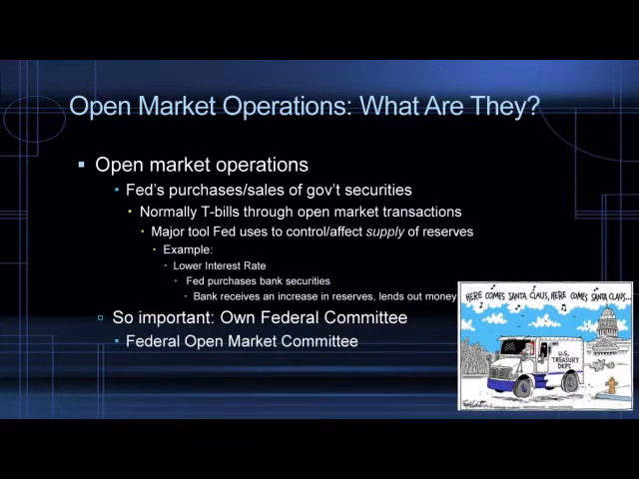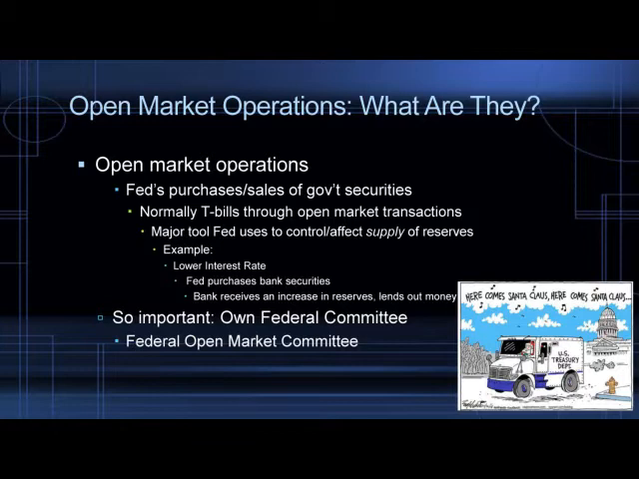So what are open market operations? It's the ability of the Fed to purchase or sell government securities in the form of T-bills. T-bills come in three forms: bills which are short-term, notes that are medium-term, and bonds that are long-term. It is also the major tool the federal government uses to control the supply of reserves.